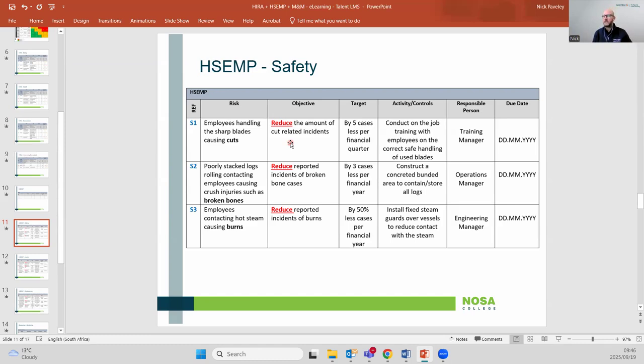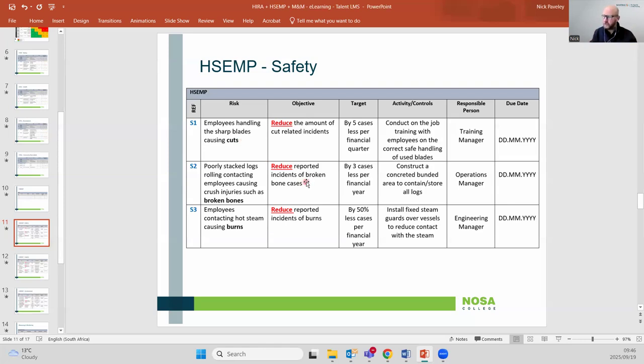All right, so what we're going to do here is that we are going to link the objective, my set objectives here, to my risks. So your objectives, guys, must start. You must be very clear and start your objective with these words: reduce, minimize, decrease, mitigate. They all mean the same thing. But what are we going to reduce? Well, I'm going to be reducing the amount of cut-related incidents. I want to reduce the amount of my employees getting cut whilst handling those used blades.